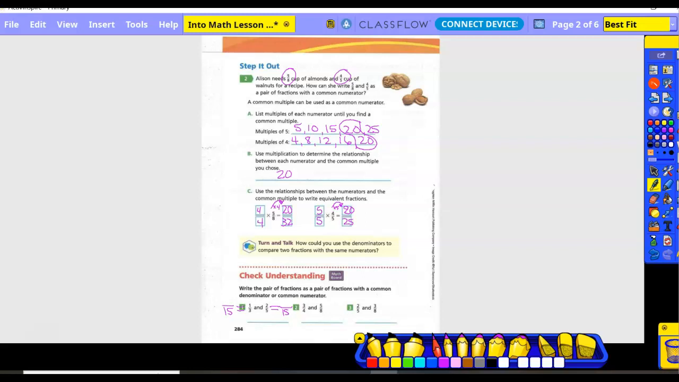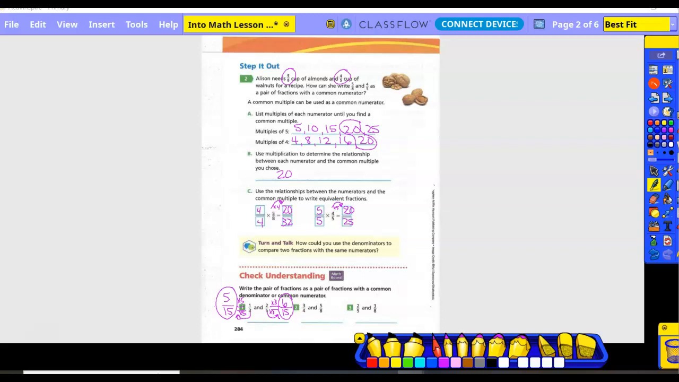Okay, so how did I go from 3 to 15? By 5. What I do on the bottom, I do on the top. So 1 times 5 is 5. So 1/3 equals 5/15. Okay, how did I get from 5 to 15? Times 3. What I do on the bottom, I do on the top. So 2 times 3 is 6. So my new fractions are 5/15 and 6/15.